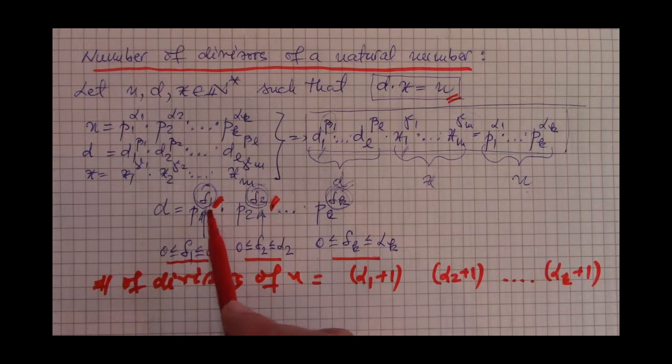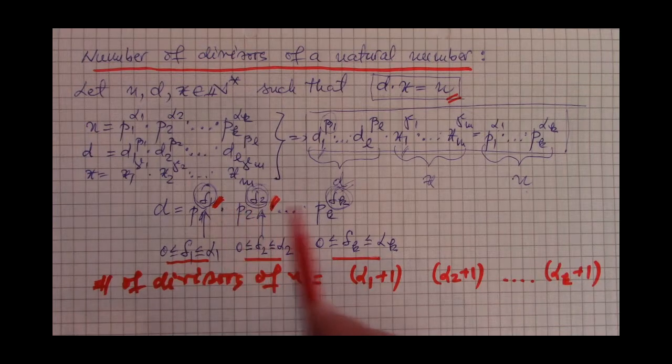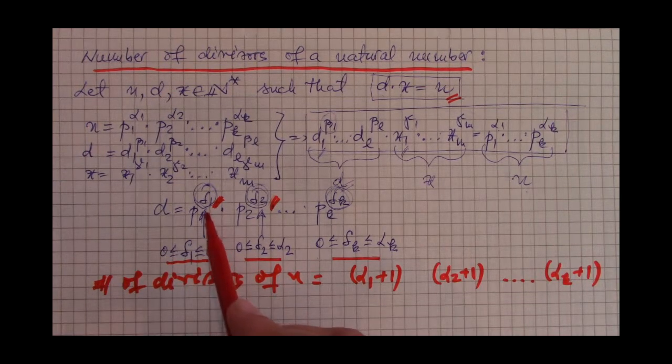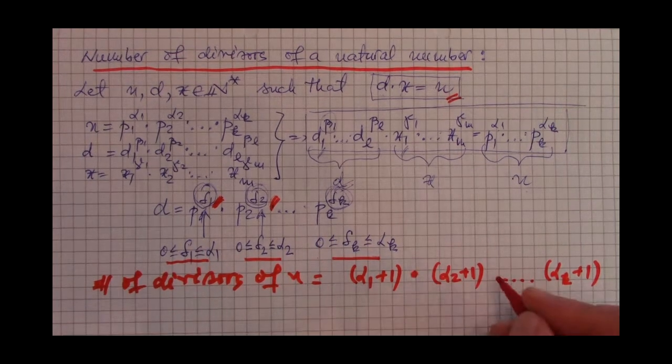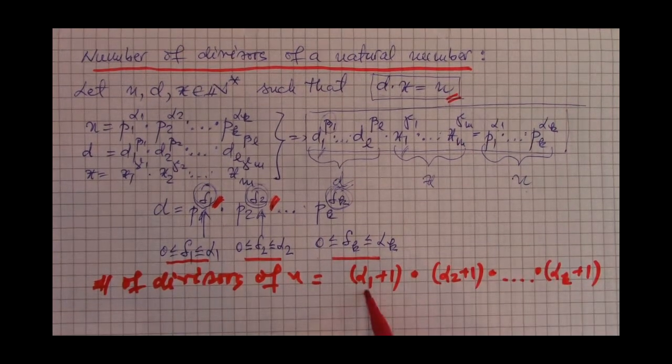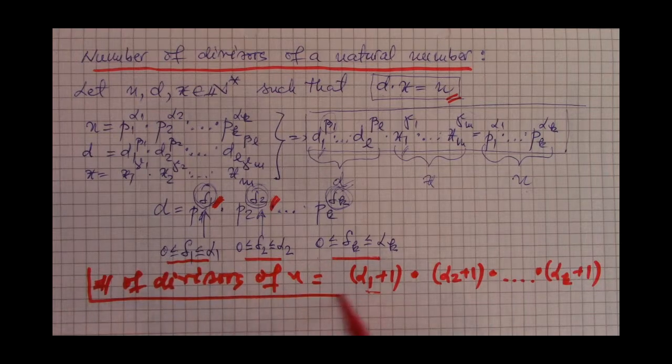Because we have the freedom to pick our deltas subject to these conditions, our basic counting technique, which is called the multiplicative principle, tells us that we can choose this family of deltas in this many ways. So we just multiply alpha 1 plus 1 times alpha 2 plus 1 times, all the way to, alpha k plus 1, and this is the number of divisors of the number n.